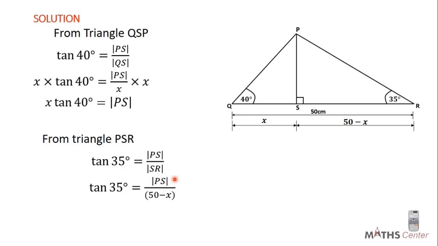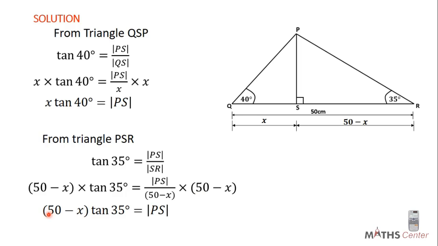We want to make PS the subject, so I'll multiply the left hand side by 50 minus X, then I'll multiply the right hand side by 50 minus X. So this 50 minus X will cancel this 50 minus X. So I'll say that 50 minus X times tan 35 degrees is equal to PS.